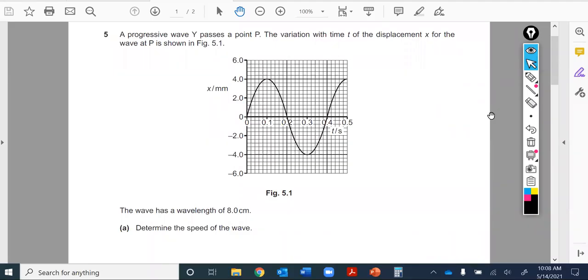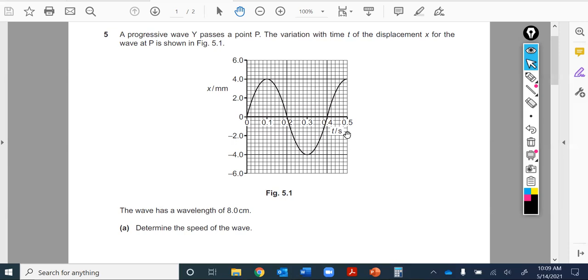Right, this question is the quiz for pre-ACE physics from this date, May 14th, 2021. And the question reads, a progressive wave y passes a point P, the variation with time t of the displacement x for the wave at P is shown in figure 5.1. So they give us a displacement in millimeters, and it looks like the maximum displacement up here is 4 millimeters, right? That's the amplitude of the wave. And it goes to -4 millimeters at the trough.